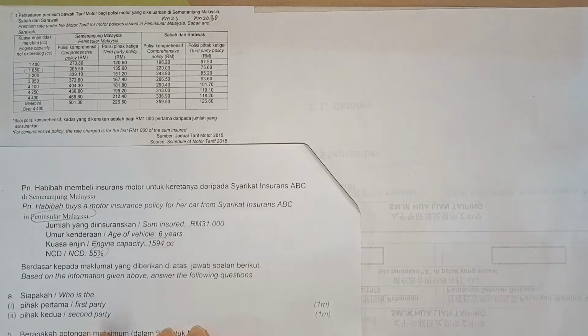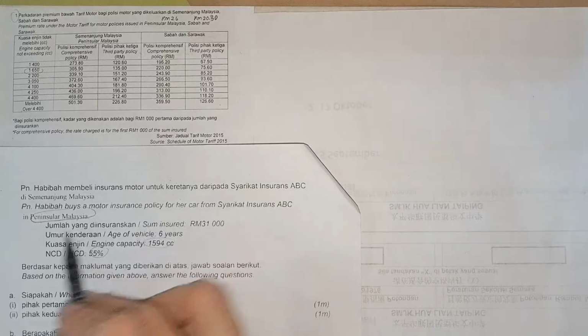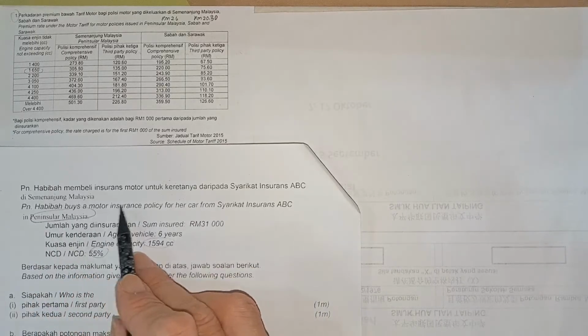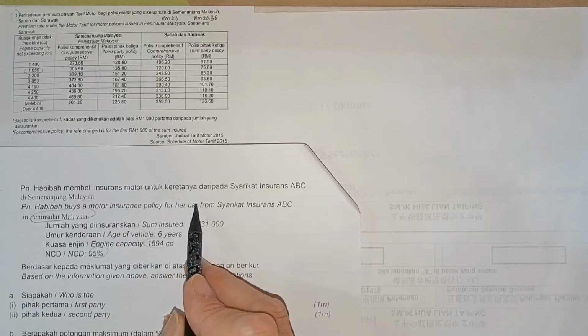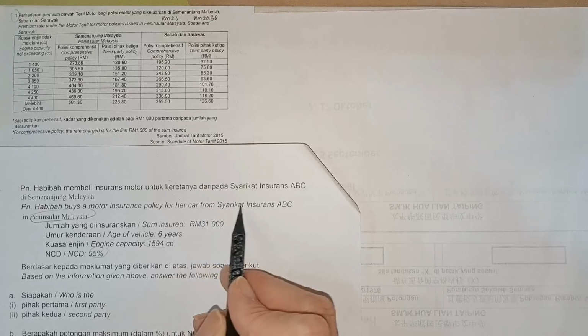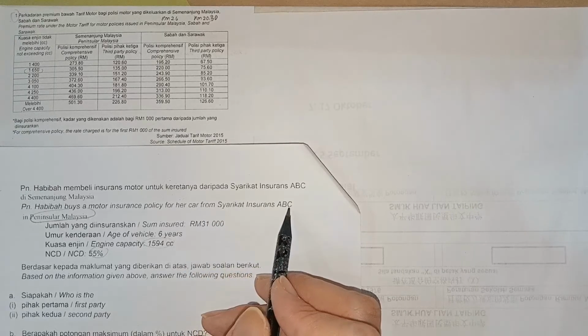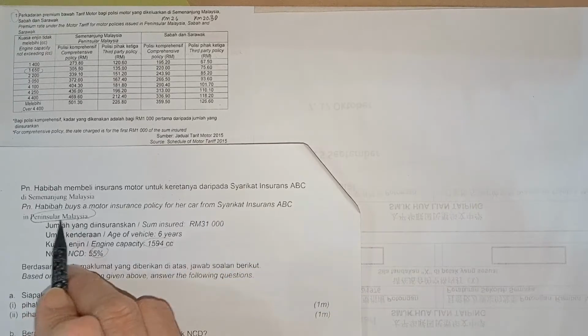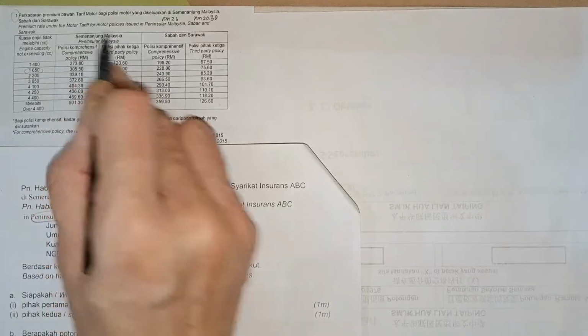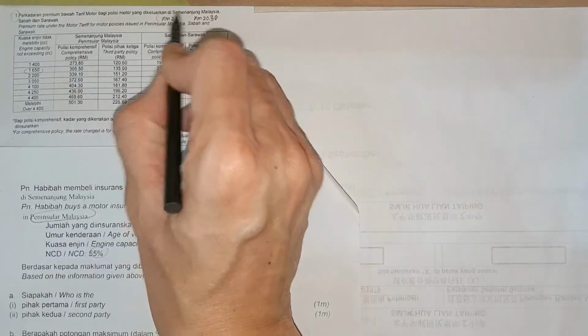Okay, so we look at the question. Here it is written: Puan Habibah buys a motor insurance policy for her car from Cakap Insurance ABC, Peninsula Malaysia. So you look at Peninsula Malaysia, don't look at Sabah Sarawak. For this you use 26.